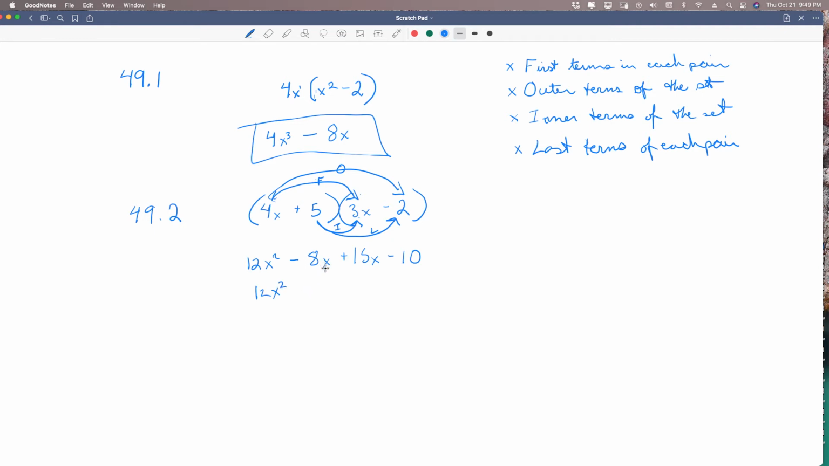We have negative 8x plus 15x. That's going to be a positive 7x minus 10.